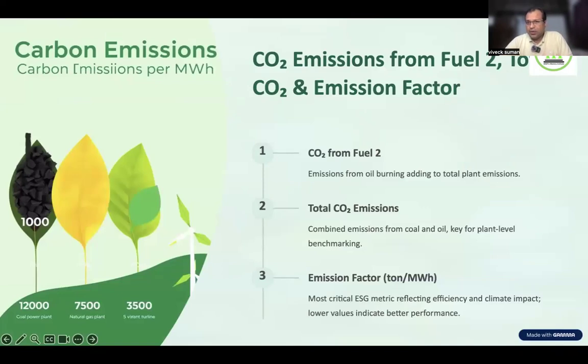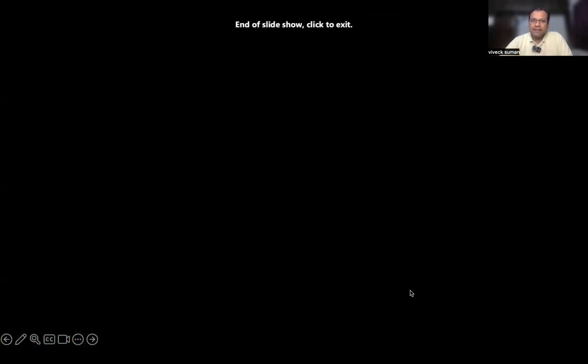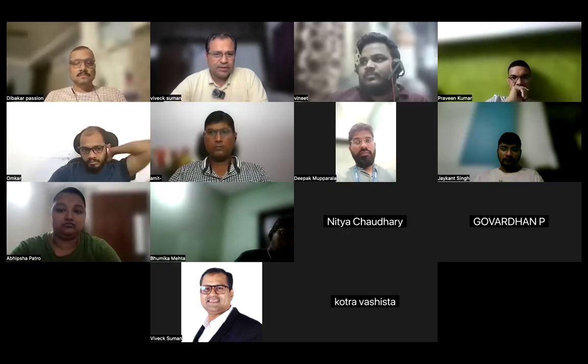The ultimate stuff is CO2 emission from fuel 2, CO2 and emission factor, which we are actually looking into. So emission factor in tons per megawatt hour is what we are focusing on. Clear? Now, that was the CEA data. Now, any questions you guys have here? Otherwise, we will go directly to Defra.